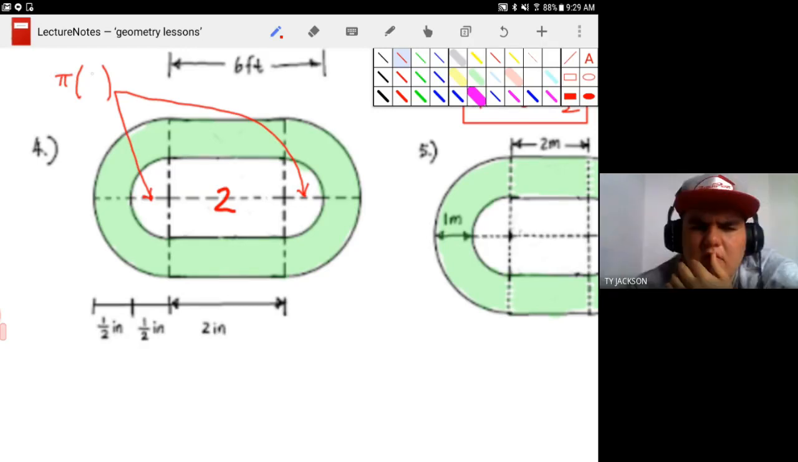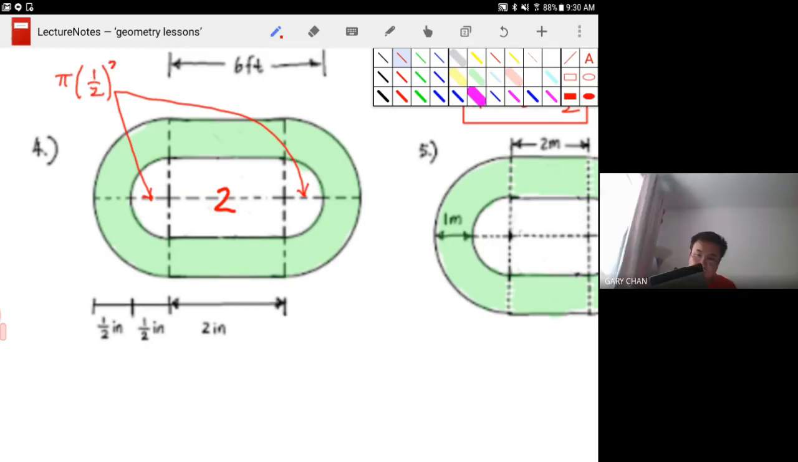It's 1/2. One, there you go. So pi times 1/2 squared. Okay. Yep. You have both of those. All right. So we're going to now do the same thing essentially. What we're going to do is find the area of this big rectangle here, the overall rectangle. Now the overall rectangle is going to include that area of 2, but that's okay.